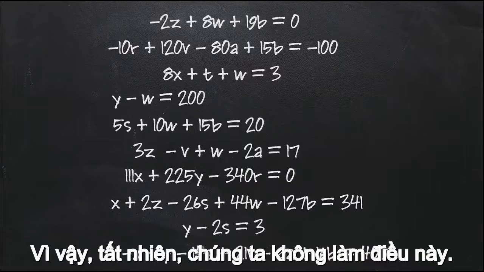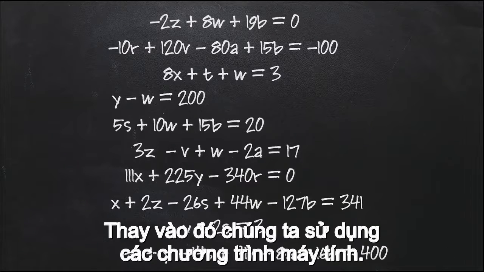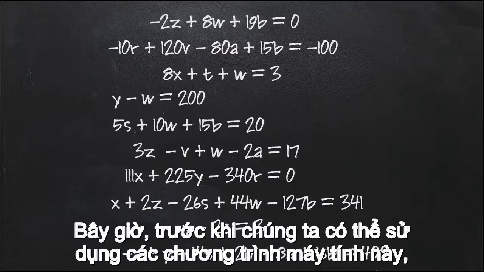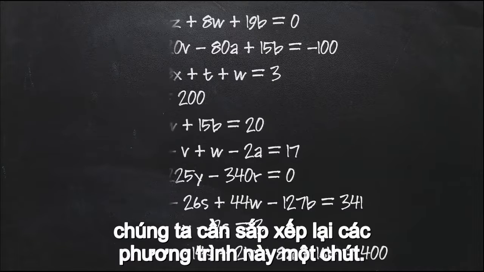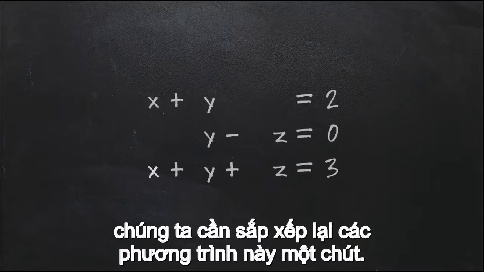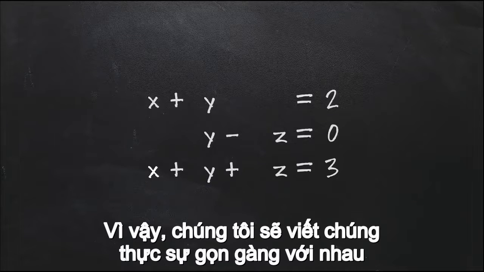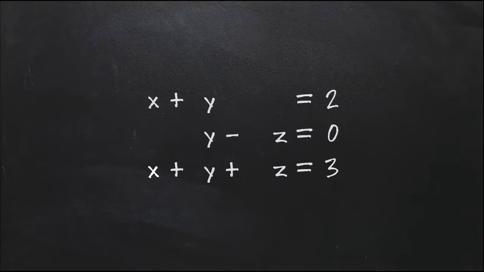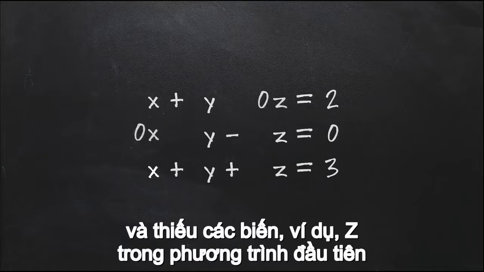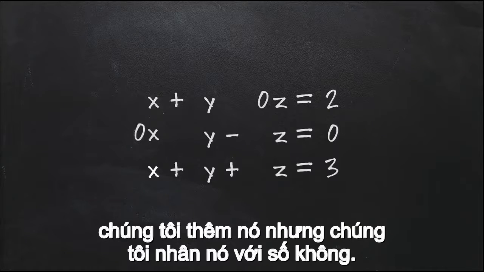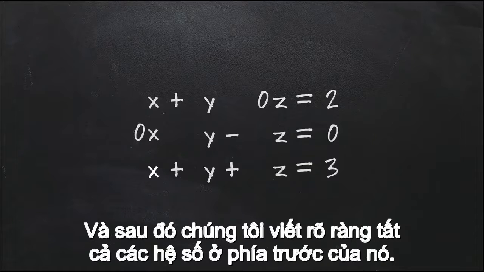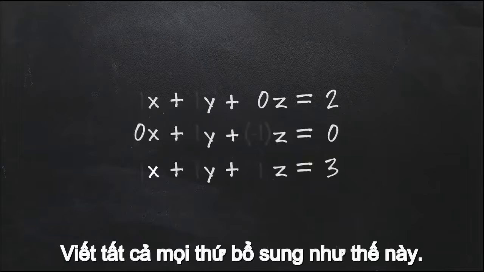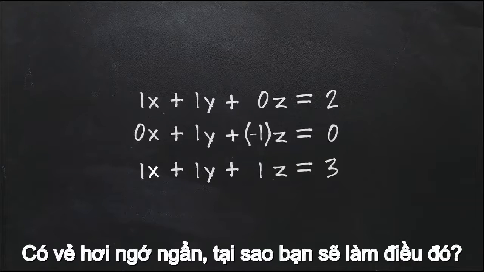So, of course, we don't. Instead, we use computer programs. Now, before we can use these computer programs, though, we need to reorder these equations a little bit. So we're going to write them really, really neatly under each other, and where variables are missing, for example, z in that first equation, we add it, but we multiply it with a 0. And then we explicitly write all the coefficients in front of it and write everything in terms of additions like this. And it seems a little bit silly, why would you do that?